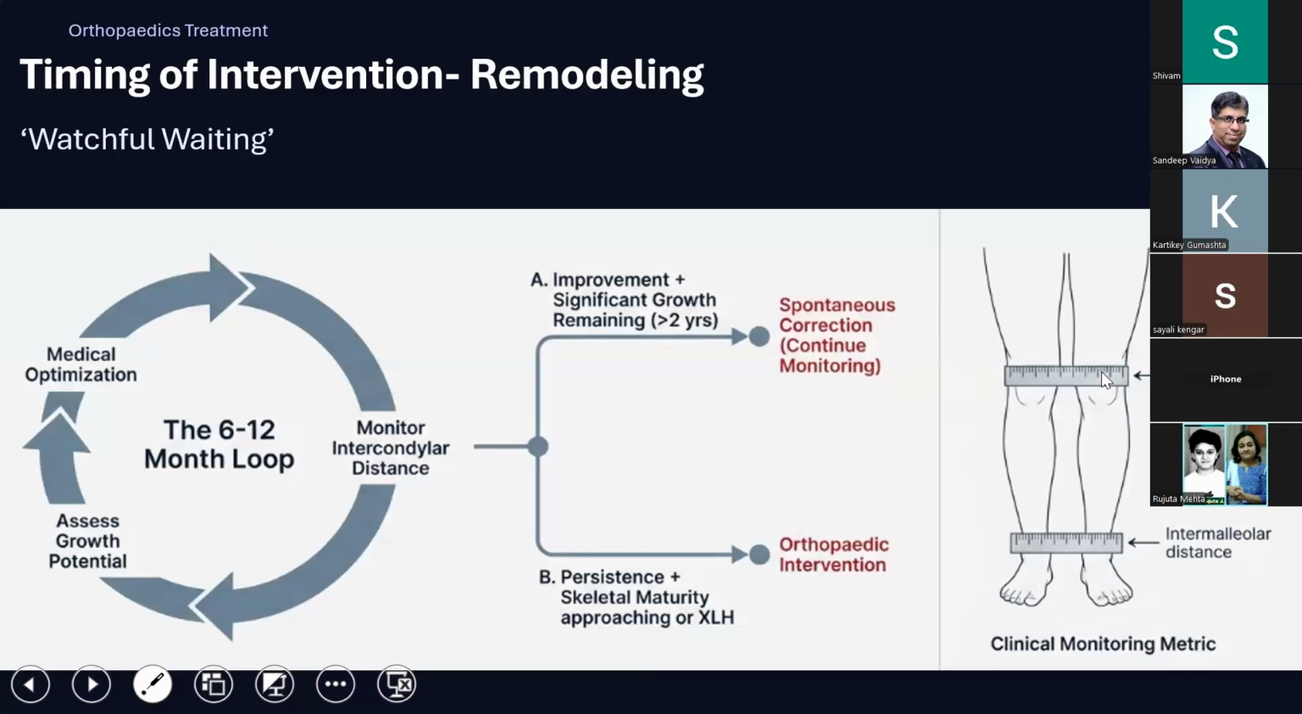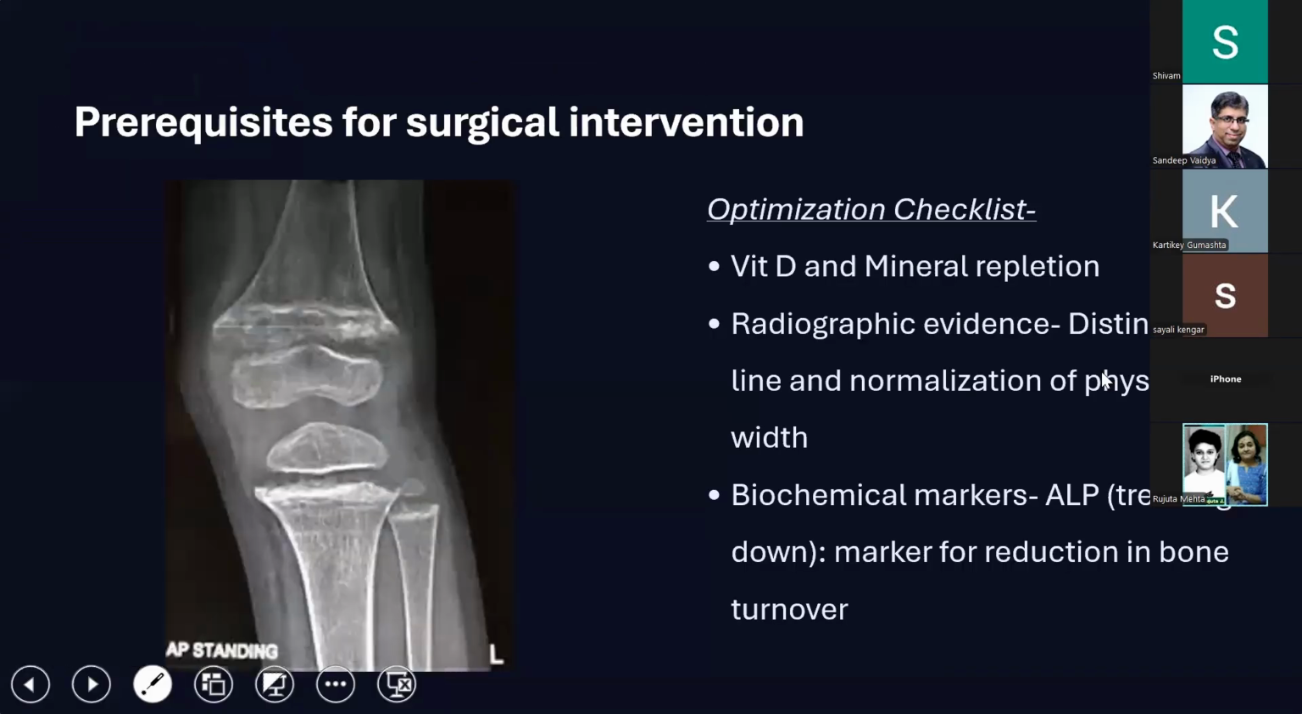But if there is very minimal correction and persistence of deformity, plus skeletal maturity is approaching, or in cases of hypophosphatemic rickets in which remodeling is very slow, in such cases we would prefer to do an orthopedic intervention, a surgical intervention.